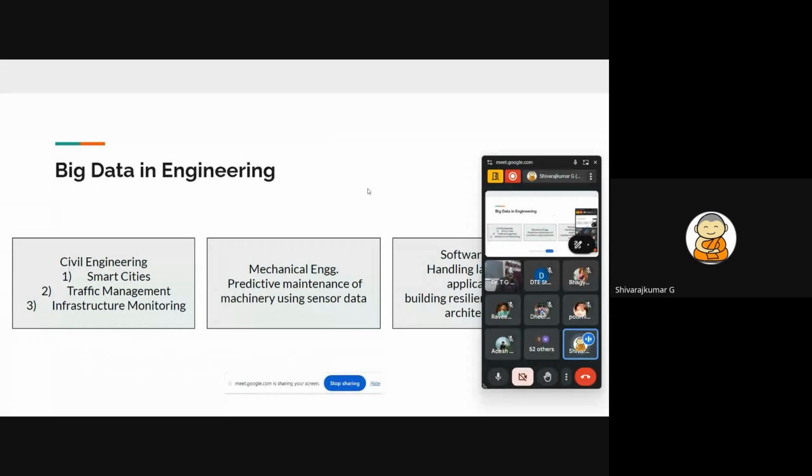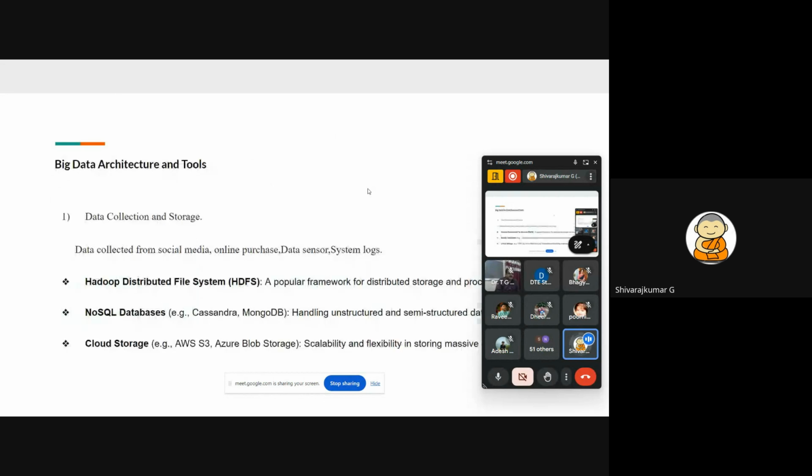There are so many more things we will discuss when we come to case studies. Now, what the big data architecture is and what the tools are. Okay, so in big data architecture, the first part is data collection.